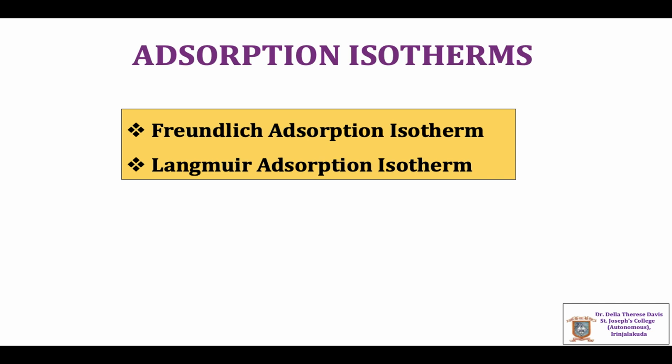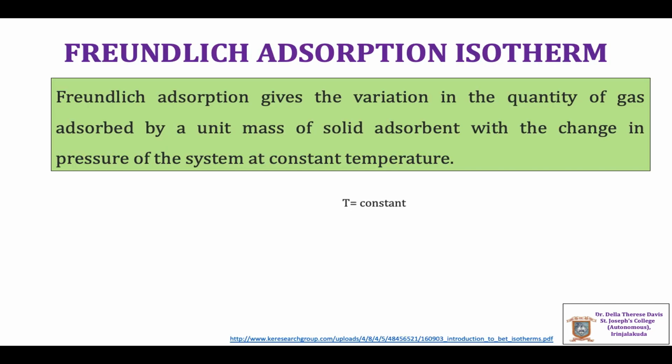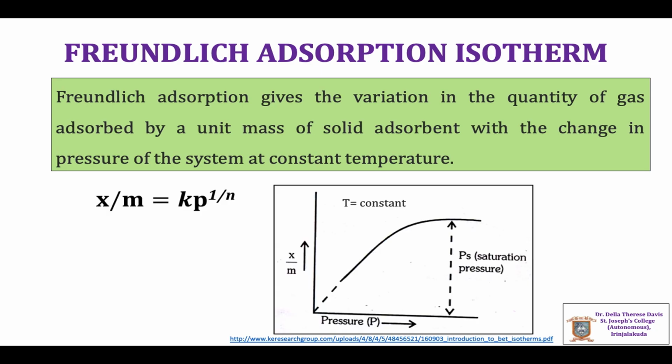In this lecture, we will discuss about two types of isotherms. One is Freundlich adsorption isotherm and the second one is Langmuir adsorption isotherm. Freundlich adsorption isotherm. It is an empirical equation which describes the variation of the extent of adsorption with pressure at constant temperature.